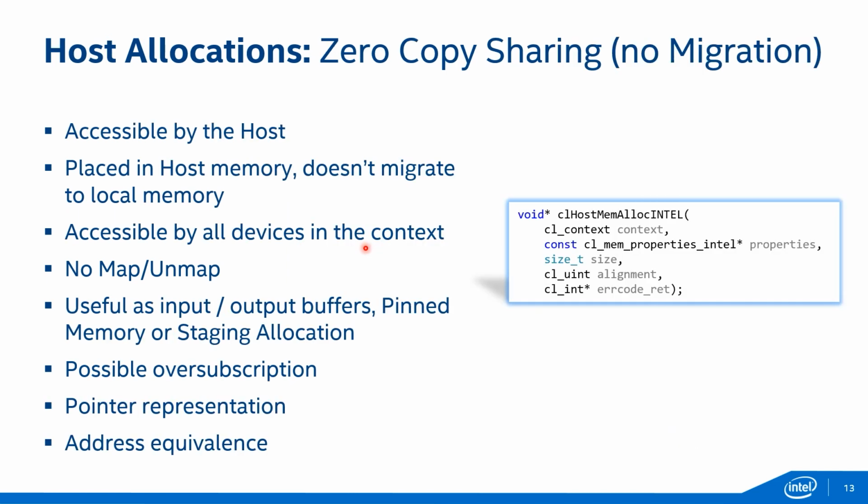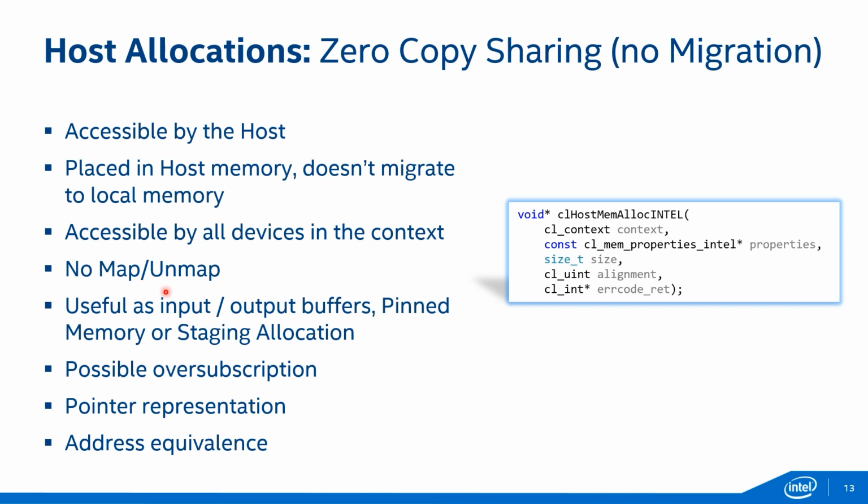Okay. Going further, we have host allocations. Host allocations mean that the GPU may directly access the host memory residing in system memory. So host allocations are available for host and for device. They are available for the host because they are allocated out of system memory, and the CPU has direct access to the system memory without any problems. They also do not migrate to the device memory. They will always stay in system memory.